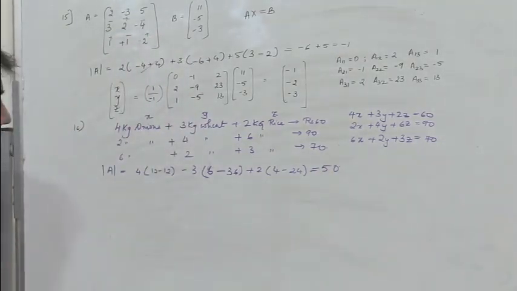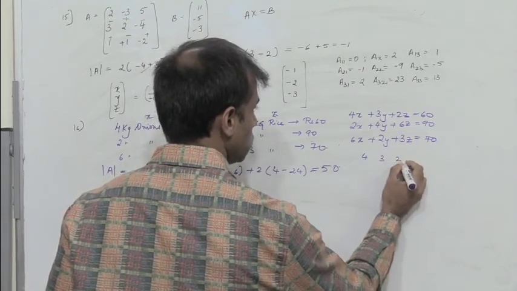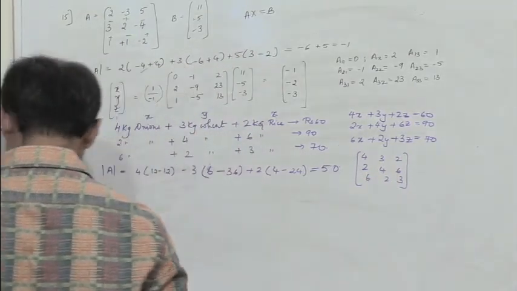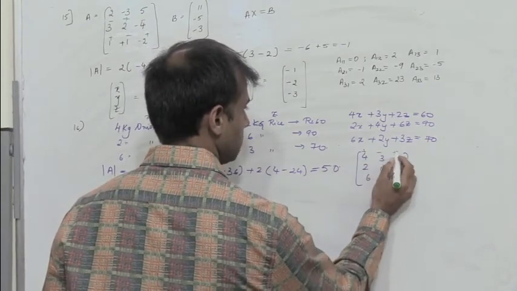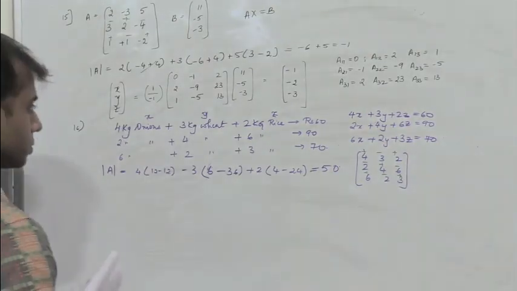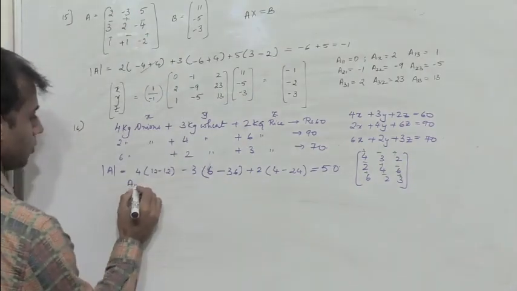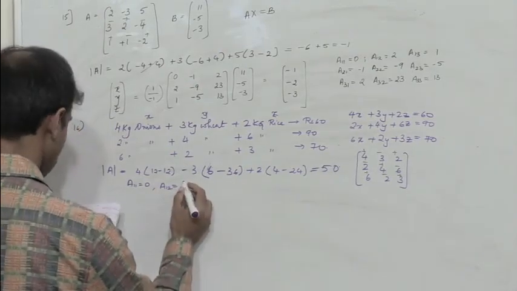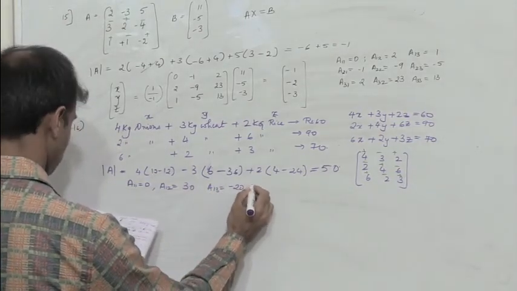Okay, so now let us find the cofactors. So let me write it as 4, 3, 2, 2, 4, 6, 6, 2 and 3 with their respective signs on top for our reference. So we have plus, minus, plus, minus, plus, minus, plus, minus, plus. So what is A11? A11 of course is 0. A12 is minus 30 with a minus sign, which gives me plus 30. Next, A13 is minus 20.